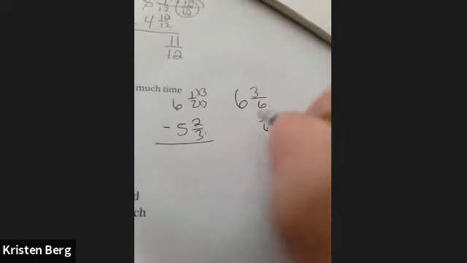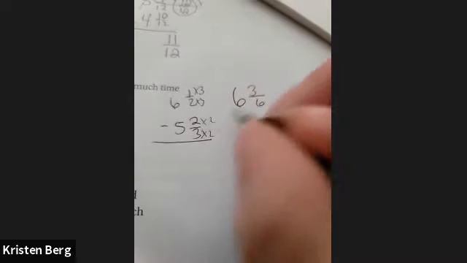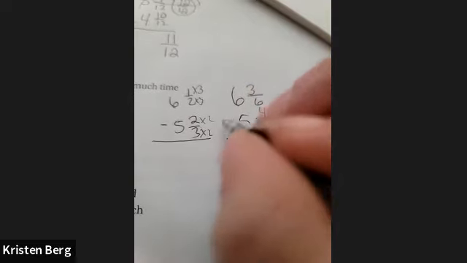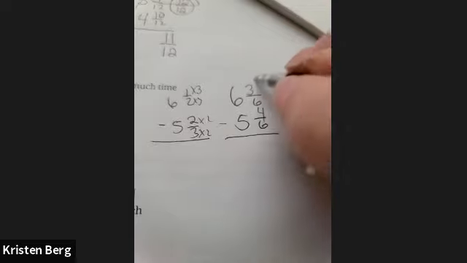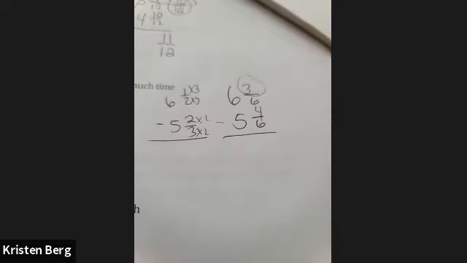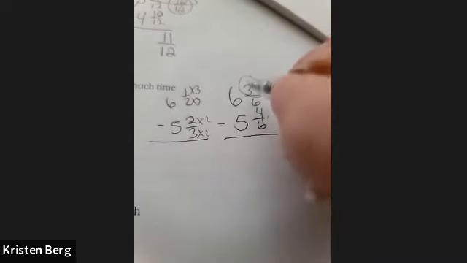So that would be 3/6. So 6 and 3/6. This would be still 5 wholes, timesing this by 2 and this by 2. That would be 4/6. So now I can subtract. So I have 3 slices out for my customer, but my customer comes in and wants 4. Do I have enough to give them? And the answer should be no.